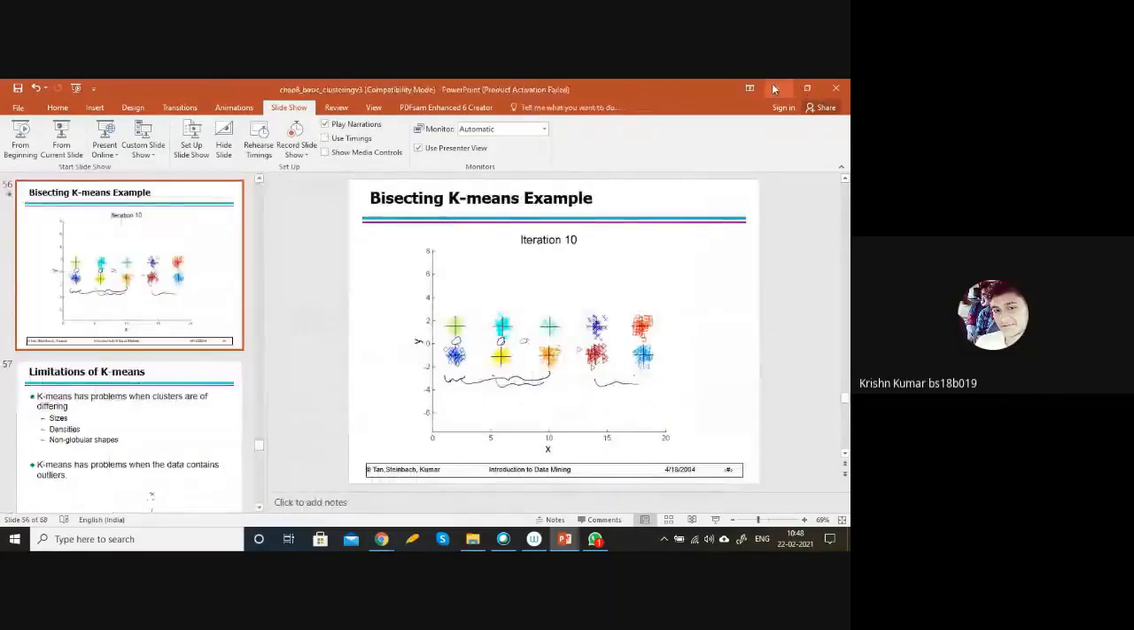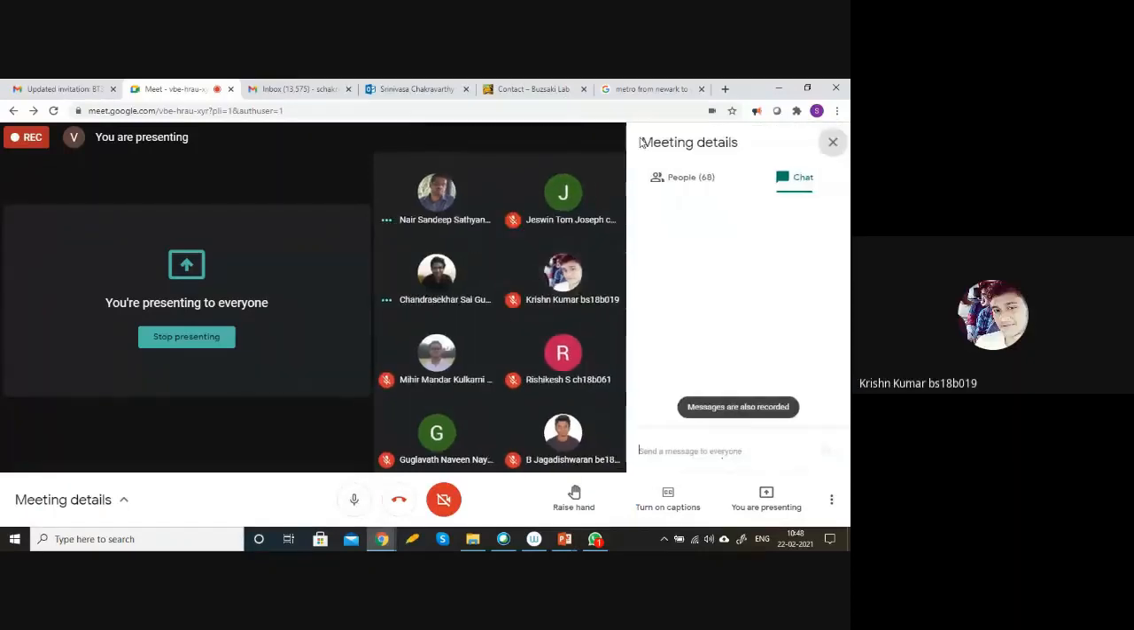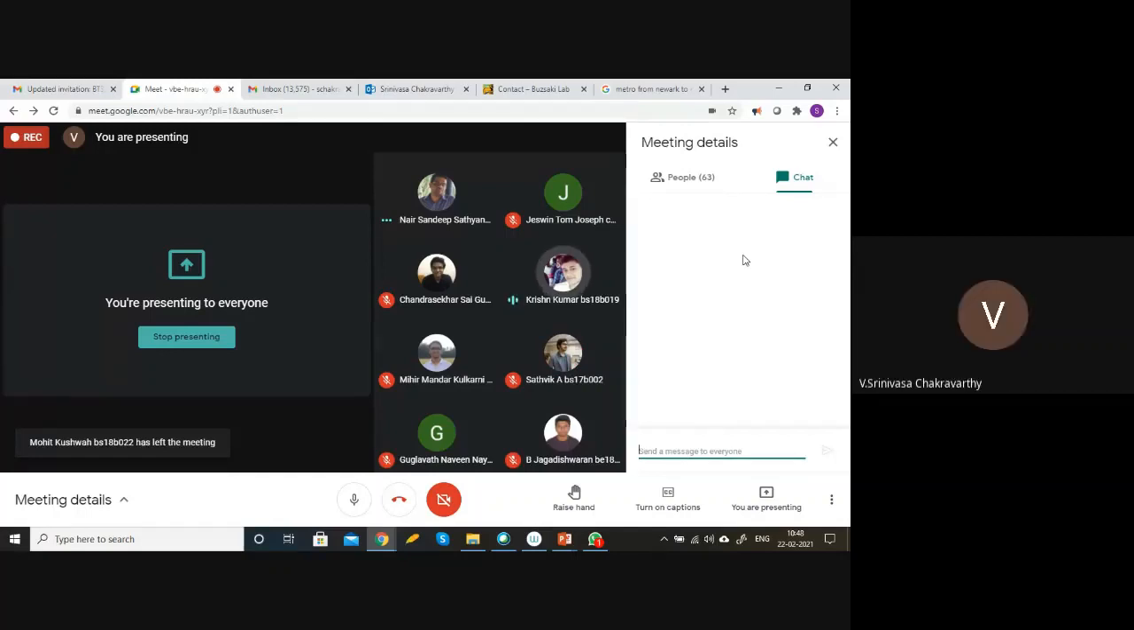I still don't understand. How do we decide which point goes into a particular cluster? Do we use k-means clustering to decide that? Yeah, that's what I said, right? Because it is bisecting k-means clustering. The bisection is done by k-means clustering, where k is equal to 2.